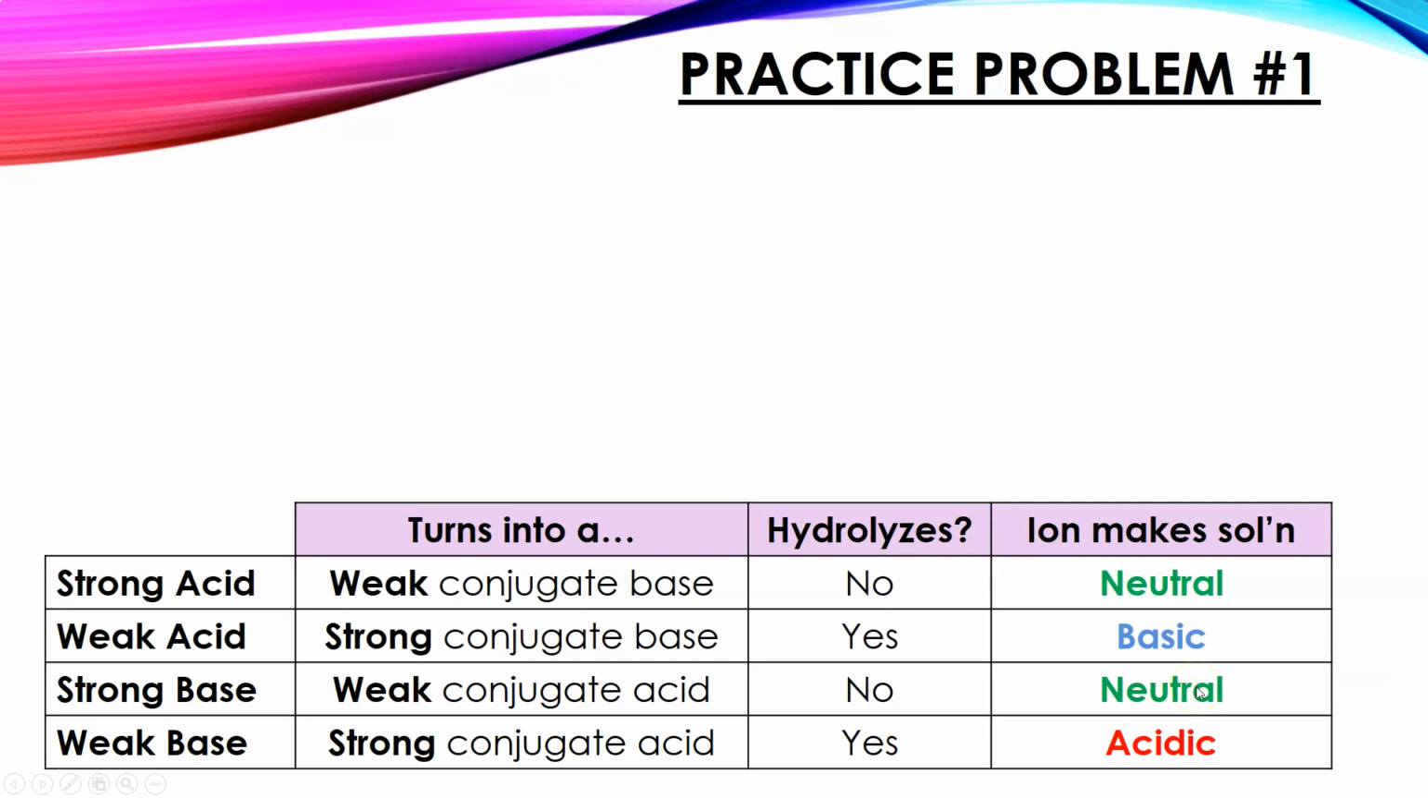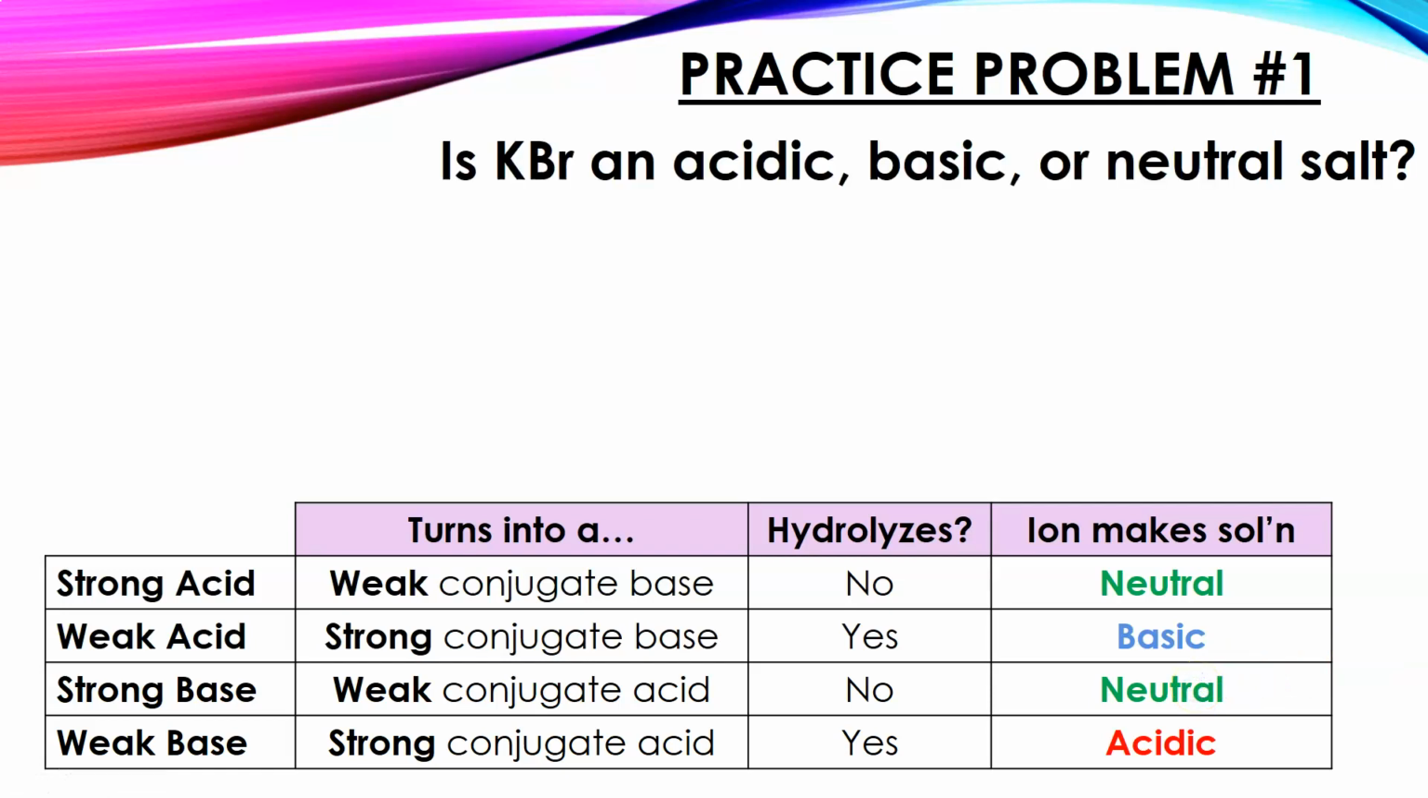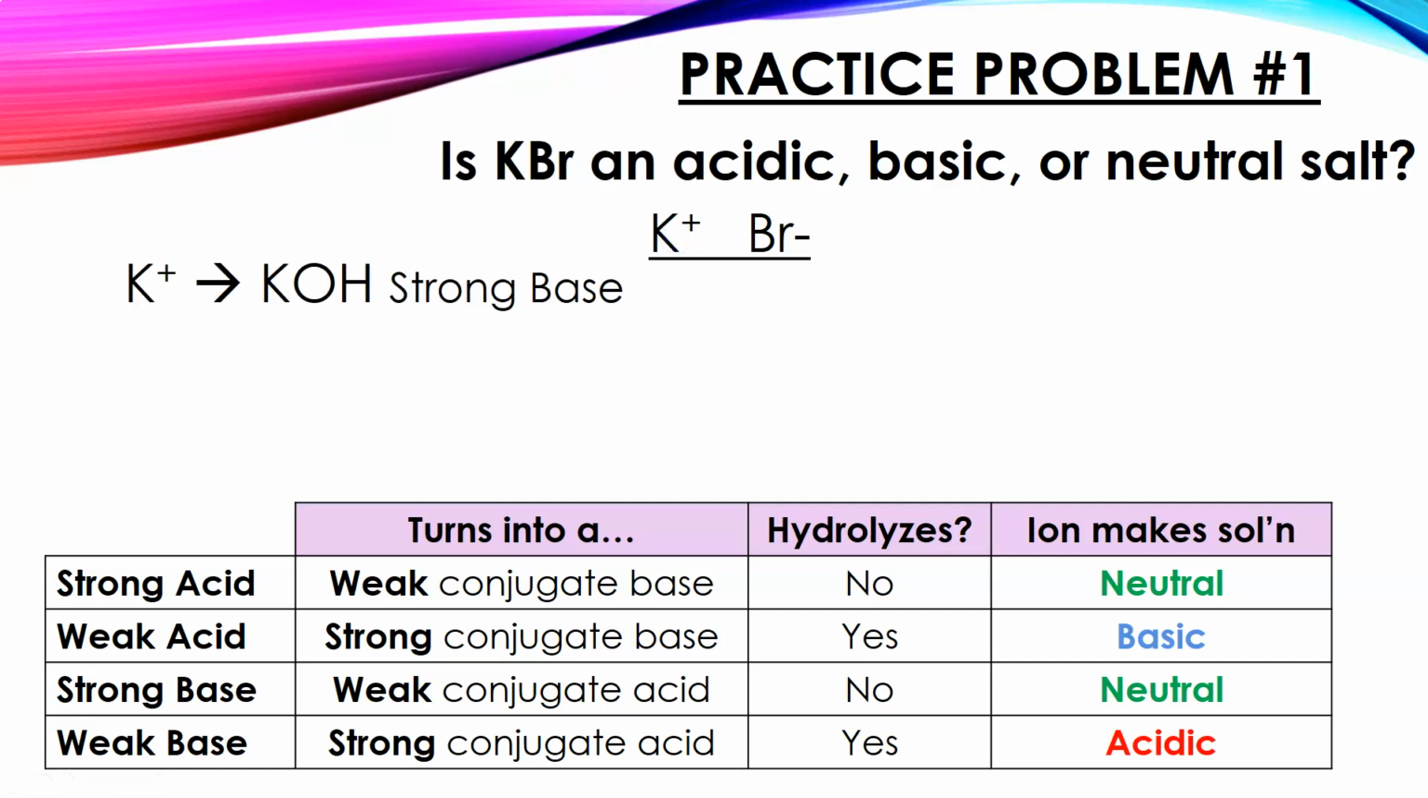So the question is going to ask you something like, is potassium bromide an acidic, basic, or neutral salt? If I dumped that in water and I took the pH of the solution, what would I see? I have to identify the ions that are present and where they came from. So potassium is going to come from a strong base, potassium hydroxide. You have to know your bases well enough that you will notice that.